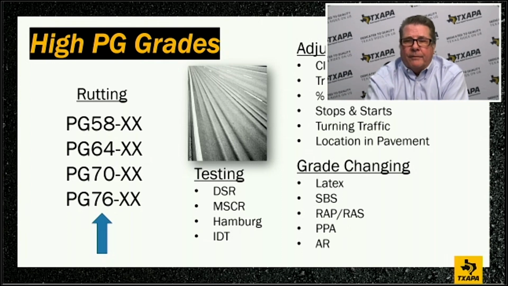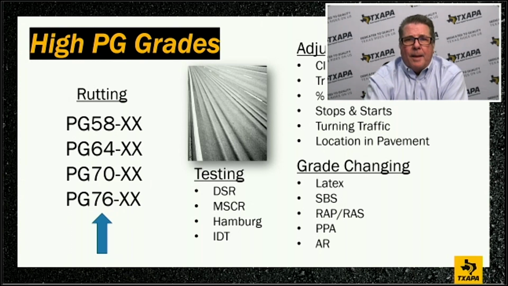So how are we going to modify it? We're going to use these latexes and the SBS. We're going to use styrene butadiene styrene. We're going to use RAP and RAS, which is a recycled material. And then we're also going to be able to use PPAs. And there's more modifications available out there.